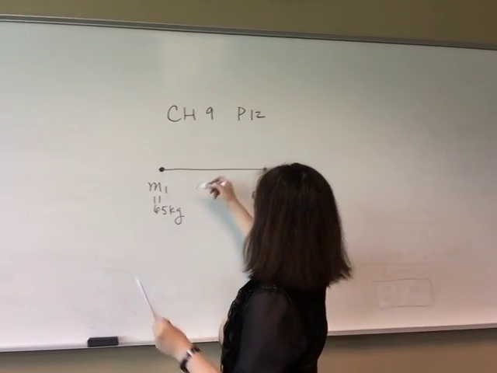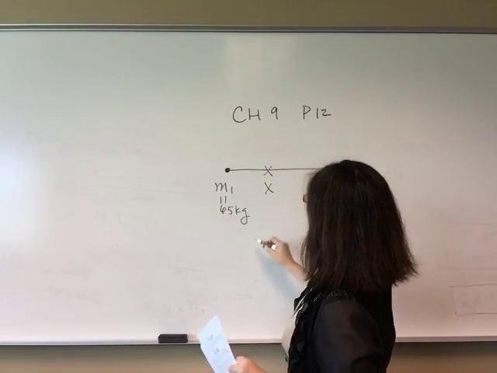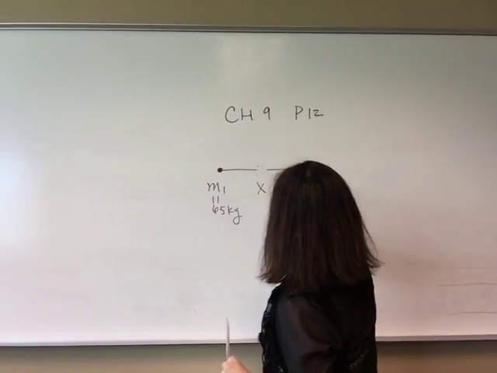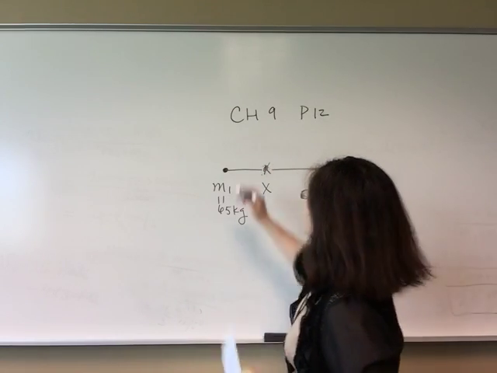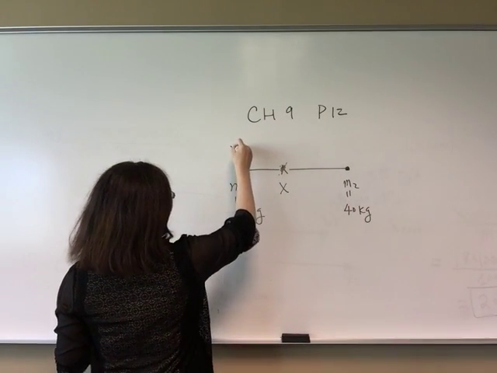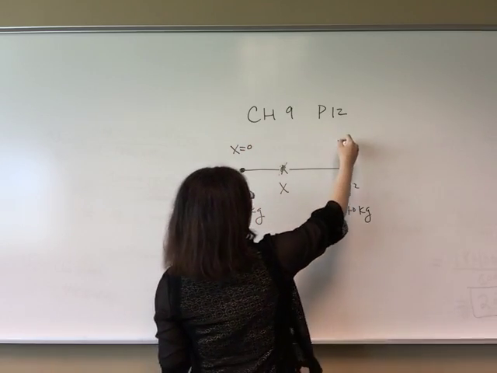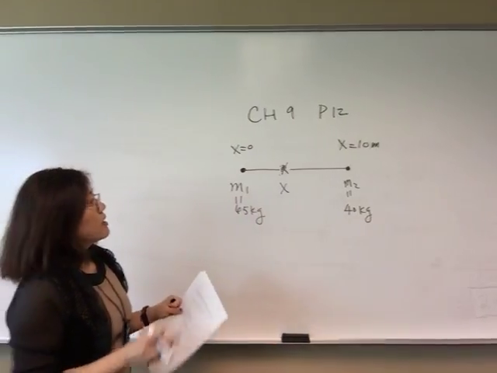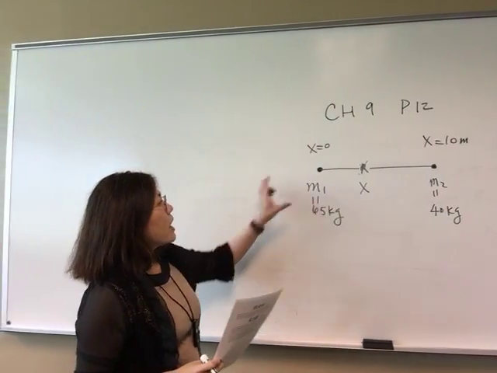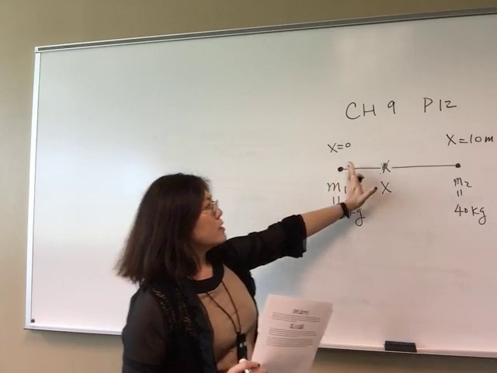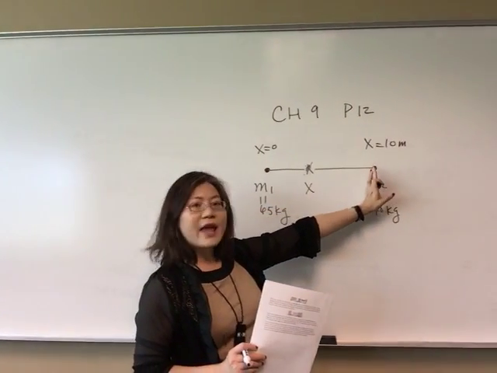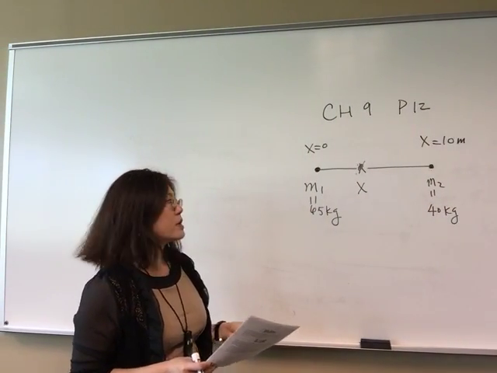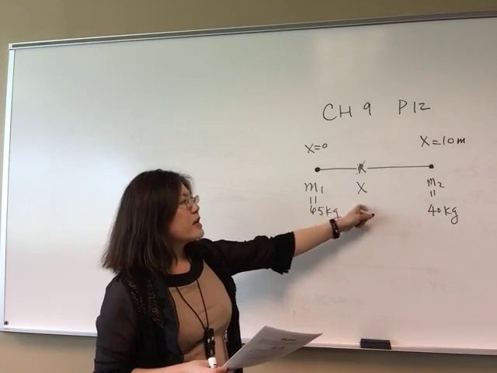So let's say they meet somewhere here, and your task is to find position X here. Let me just say this is the meeting point. We can define our coordinate so that this is 0, and this is 10 meters, because that's the length of the pole. So this starts from the origin and moves rightward, and this starts from the end of the pole and moves leftward, and eventually they're going to meet at some point. So the question is, where is that point?